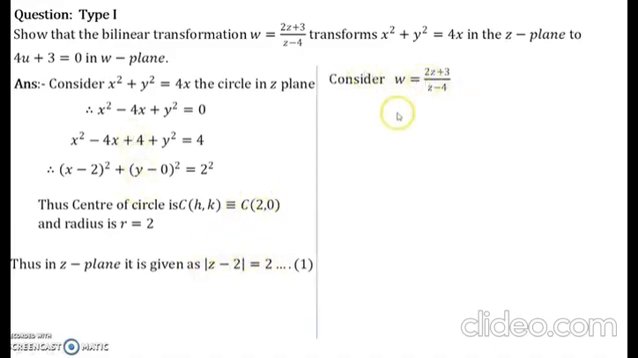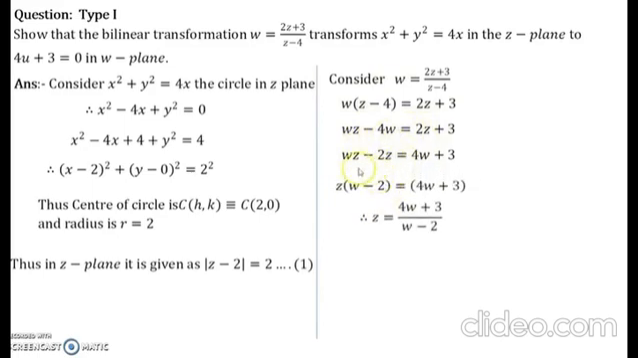Consider the given transformation w = (2z + 3)/(z − 4). Now we shall multiply the denominator into the left-hand side. We will get w(z − 4) = 2z + 3. After multiplying and simplifying, rearrange the z terms to one side and the other terms to the other side. The terms containing z are wz and 2z. Keep those on the left. Next I am taking z common on the left-hand side. We will get z(w − 2).